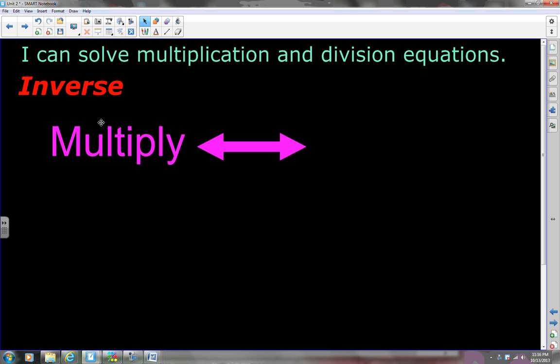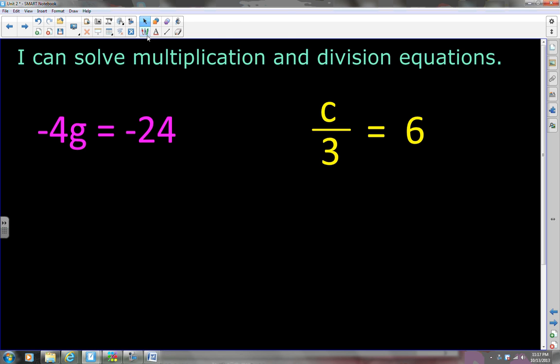As we look at the inverse for math, and again, we're solving multiplication and division equations, the inverse of multiply is divide. And the inverse of divide is multiply. So as we look to solve these equations, we're going to use what's called the inverse operation to do that. Let's take a look at our first one.